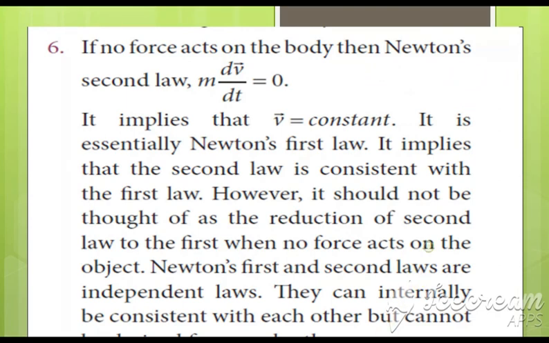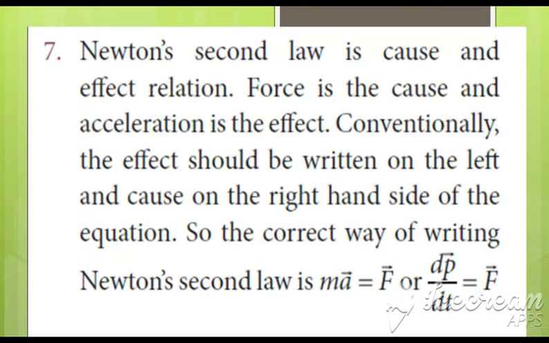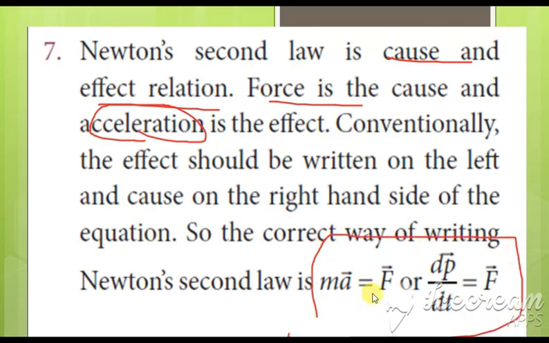So next we have the seventh point. The seventh point is, Newton's second law is also called a cause and effect relation. If force is the cause, acceleration is the effect. So when this is written, we write F is equal to m into A. Instead of this ma, we can also write F is equal to dp by dt, because as I have told you, there are two equations for Newton's second law.